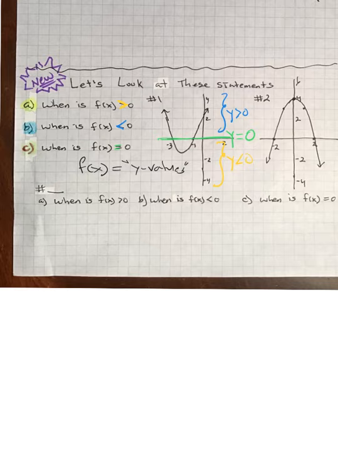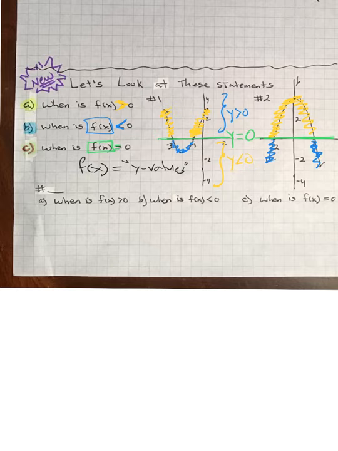So let's look at the next example. In problem number 2, when are the y values greater than 0? Notice in this problem, the y values are greater than 0 up here. And when are the y values less than 0? That would be down here and down here. And the y values are equal to 0 when they're actually on the x-axis.